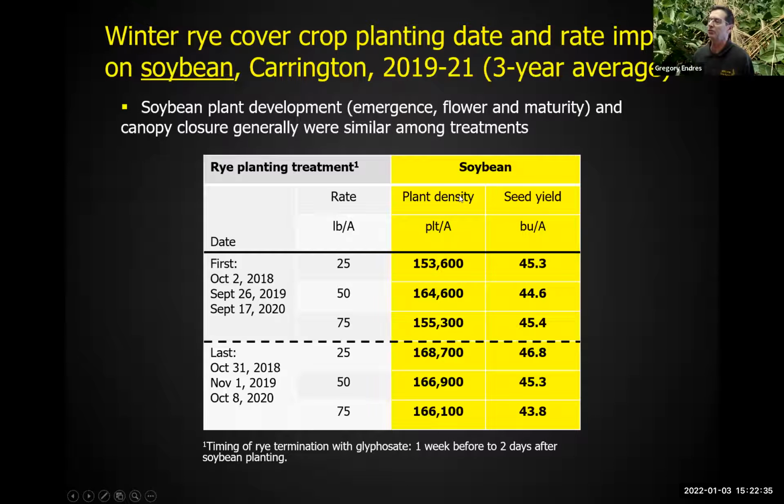As a follow-up, the soybean plant density was very adequate with all the treatments. Again, this was averaged over 3 years, and note soybean yield was very satisfactory in the mid-40s. And so we feel that when managed correctly, the rye will have no negative impact on the soybean, but have certainly positive impacts for some of the goals you might have with rye as a cover crop.